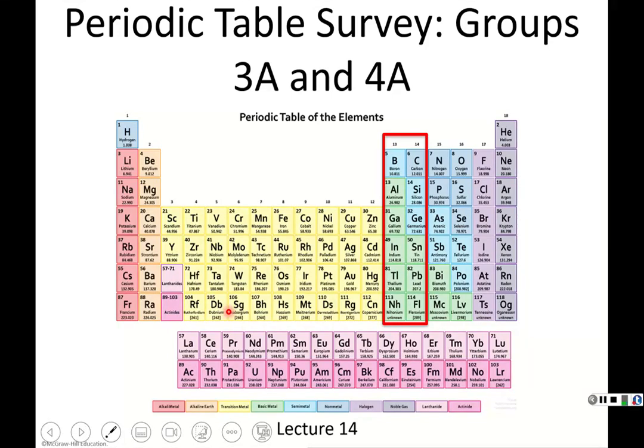In this lecture, we'll be continuing on with our survey of the periodic table, and now we're moving into the P block, and we're going to be looking at groups 13 and 14, also known as 3A and 4A, and you can also call them the boron family and the carbon family for the top element in each group.